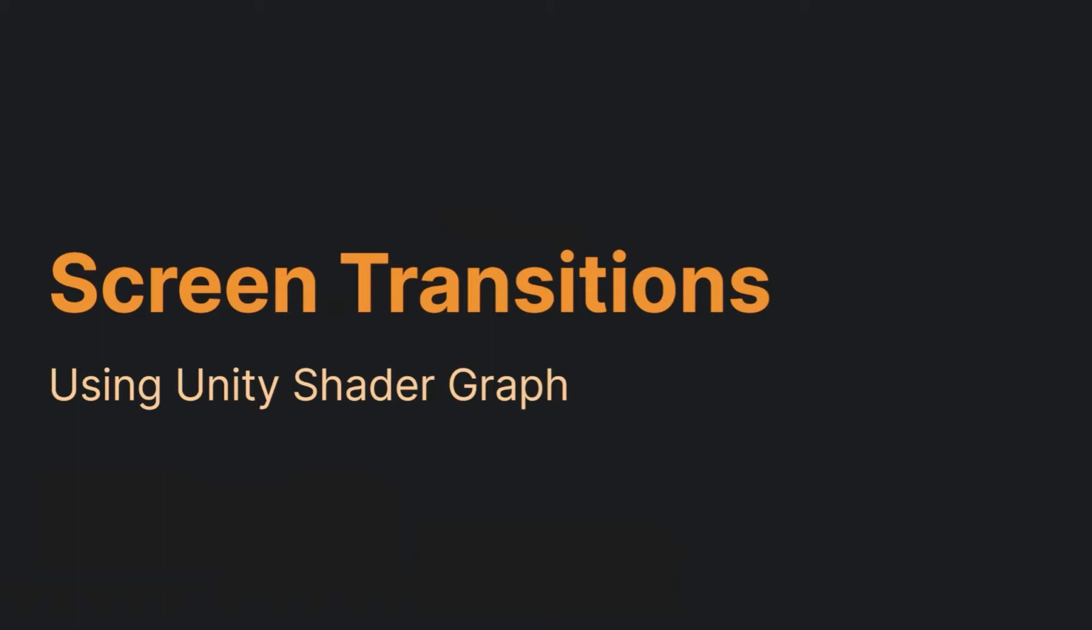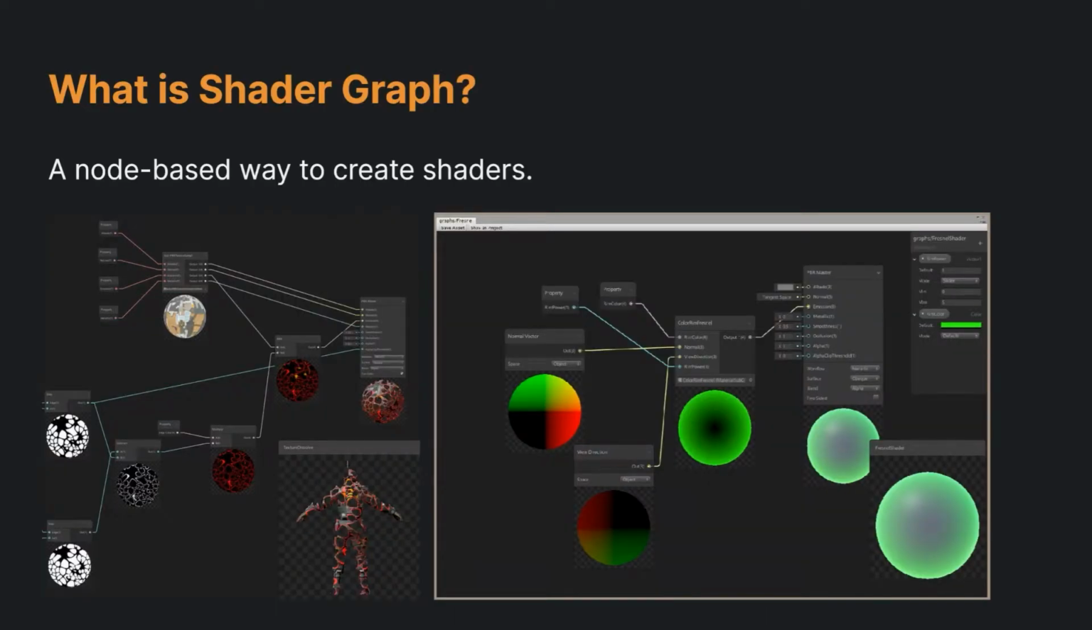Hi, today we're going to be building a screen transition using Unity Shader Graph. So what is Shader Graph? Shader Graph is Unity's node-based editor to create shaders in a way which is much more intuitive than writing out a shader script by hand. As you can see, you can do pretty powerful things with this, but we are just going to explore the basics with our transition effect today.